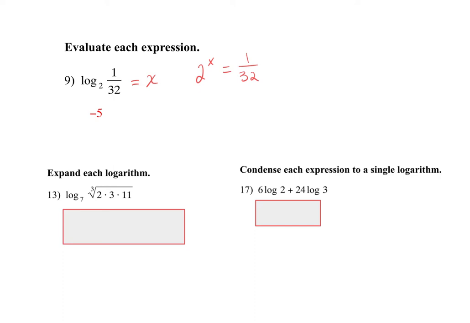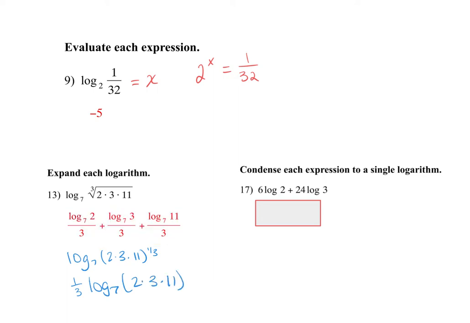Expanding, if you need to rewrite them, log base 7 of this whole group to the 1/3. Remember, 1/3 can come out in front of this group. You have these can be separated by addition. And so you have each one of these, all they've done is they've multiplied by 1/3. You can either say times 1/3 or over 3, I don't care, as long as you expand it.